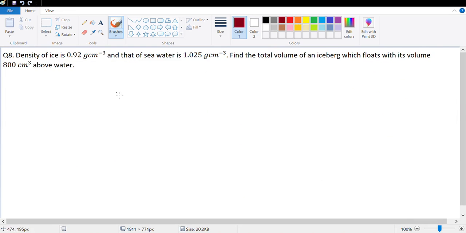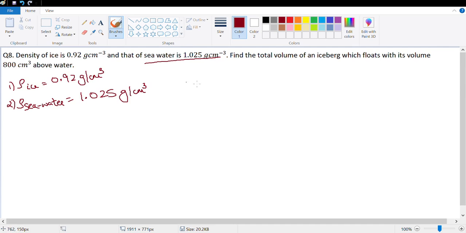Question number 8 says density of ice is 0.92 gram per centimeter cube. That of seawater is 1.025 gram per centimeter cube. We've done a question like this where we figured out how much is underwater. Find the total volume of an iceberg which floats with its volume 800 centimeter cube above water. So please keep this in mind, this is above water.